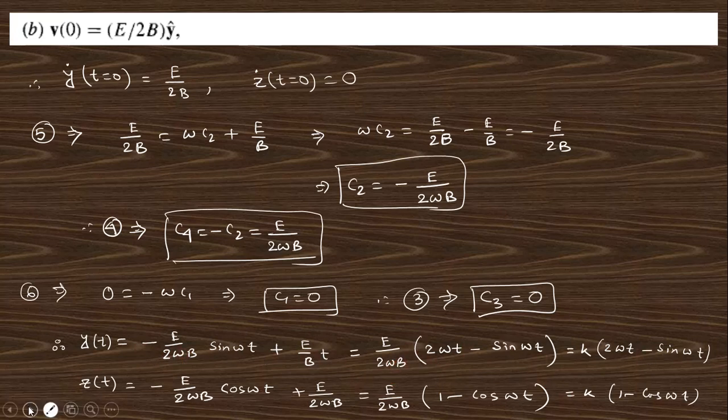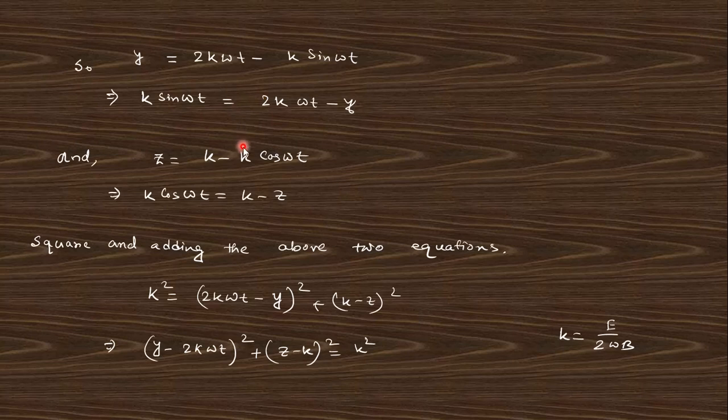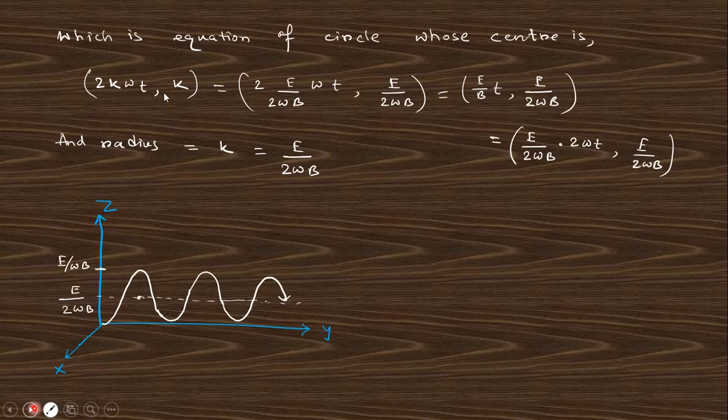Putting these constant values you will get these expressions for y and z. So after getting these two expressions and rearranging them, you will get this equation, and you know this equation is nothing but the equation of a circle. Just rearrange them and you can easily write down this equation, which is nothing but the equation of a circle whose center will change with time.